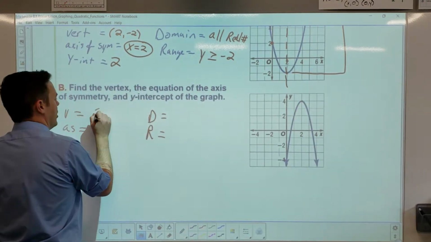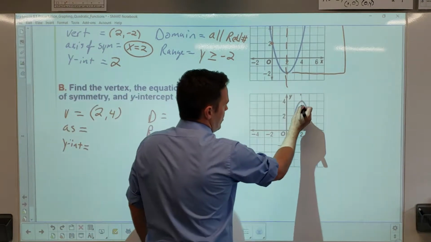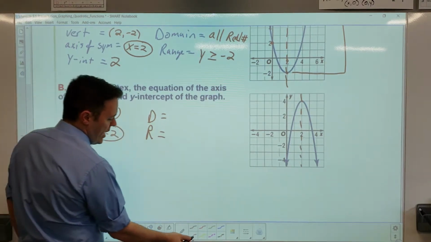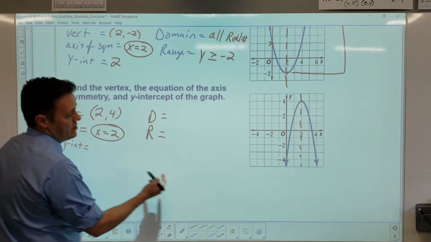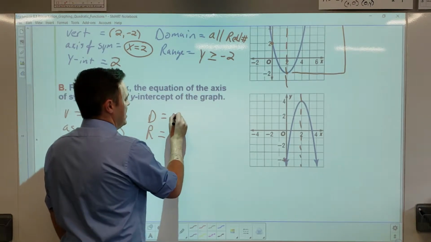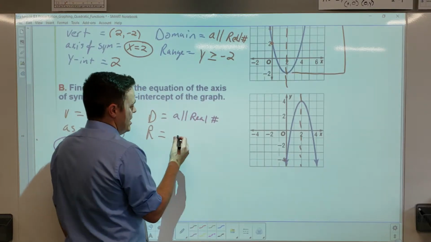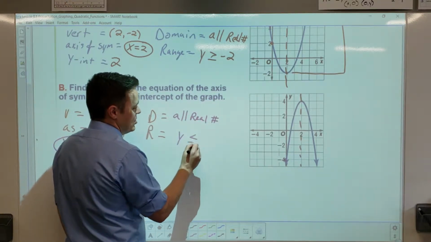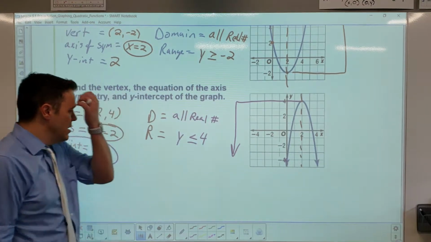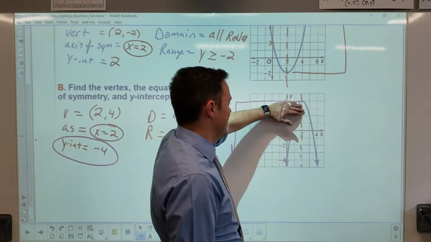The vertex is (2, 4). Axis of symmetry: what line would split this graph in half perfectly? It would be x = 2. What is the y-intercept? On this one, the y-intercept would be right here at -4. And then what is the domain? All real numbers. And the range is going to be y ≤ 4, because it's coming up here and it's going down. So your highest point, also a maximum, would be 4, and y is going to be less than or equal to 4.